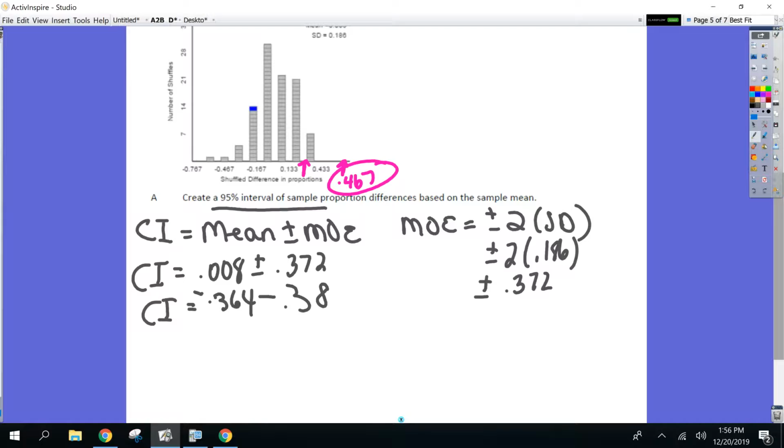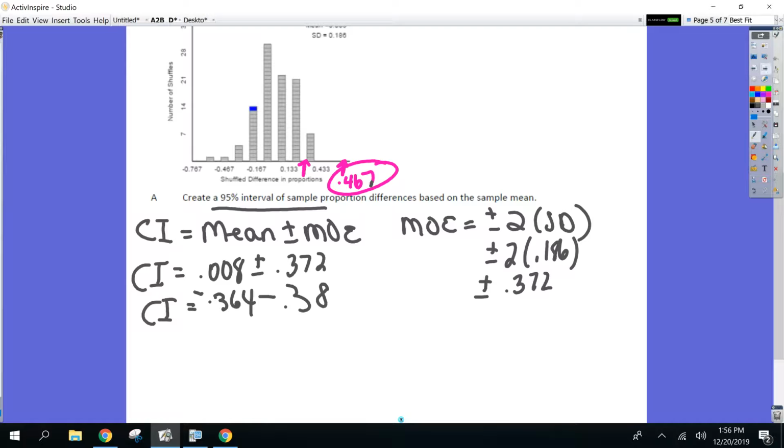Look at my interval right now. Where's 0.467? Outside it. And this represents how many percent of the scores here? 95%. So if your value is outside the confidence interval, it's not by random chance. It is an unusual value, so that would tell me the treatment worked.